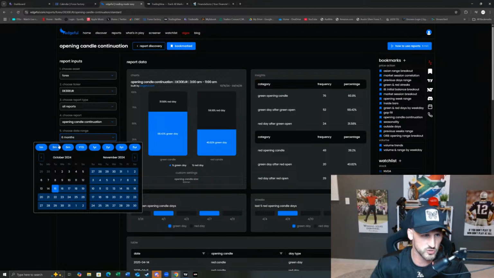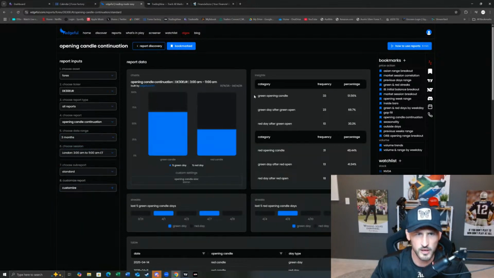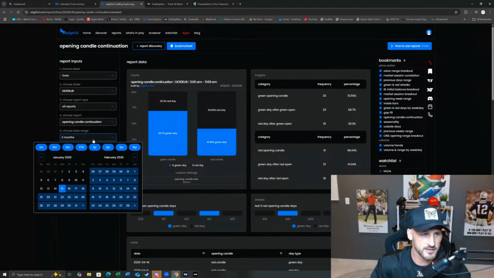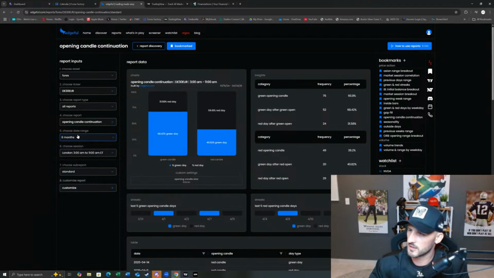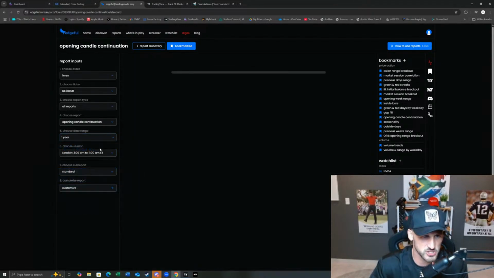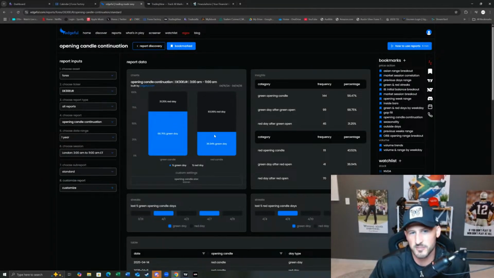You can see in the last 3 months, on this opening candle continuation report, it has not been too great. When we have that first hour being bullish, 69% of the time we close as a bullish closing day, call it 70, and vice versa for the shorts, 58. And sometimes this is always going to change. That's why you need to look at different timings. That's why you need Edgefill in your corner, because this is going to consistently change. Maybe it hasn't been working in the last year, and it hasn't been working too great.